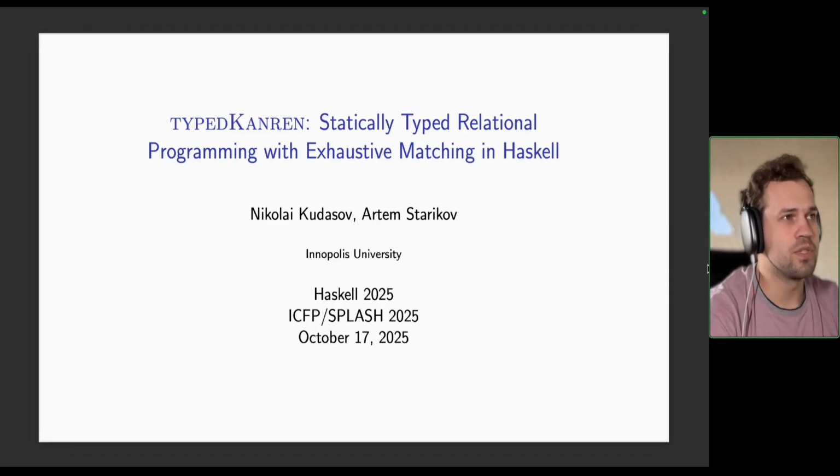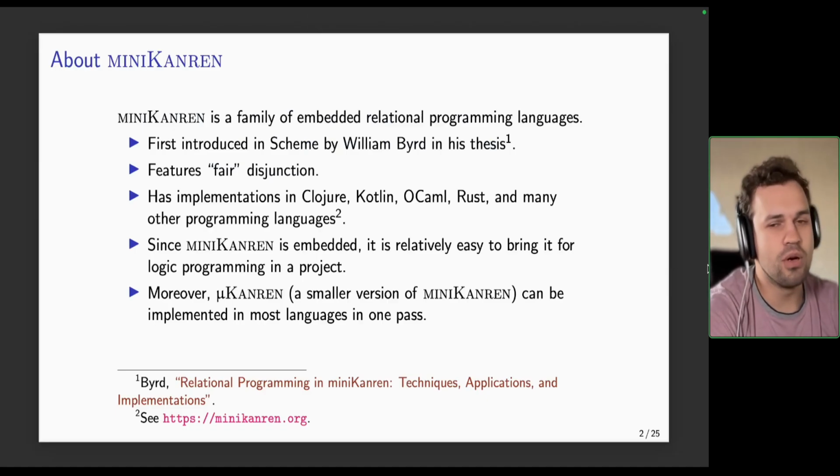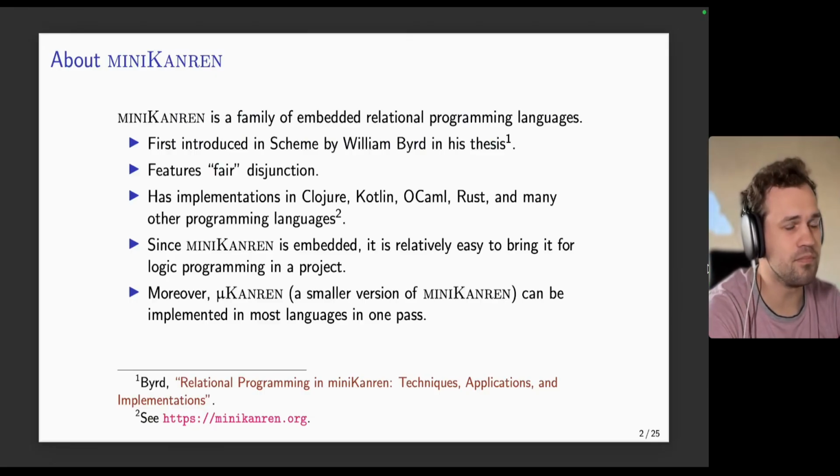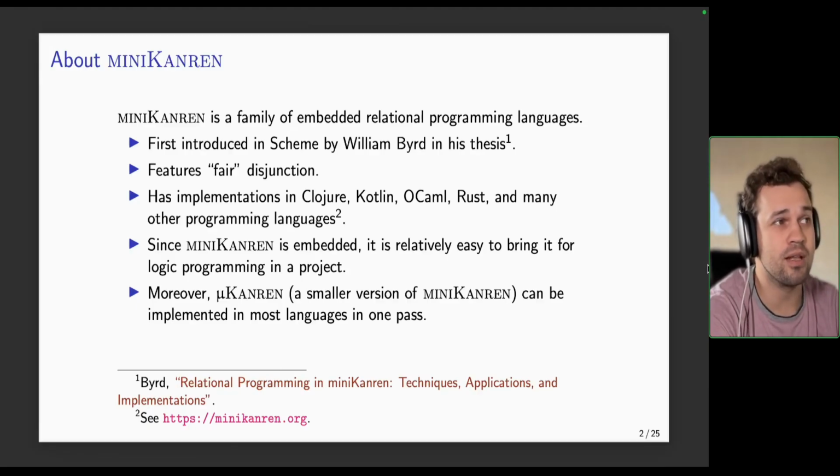On typedKanren. So typedKanren: statically typed relational programming with exhaustive matching in Haskell. A little bit of background about miniKanren. miniKanren is a family of embedded relational programming languages. It was first introduced, I believe, in the Scheme programming language by William Byrd in his PhD thesis.